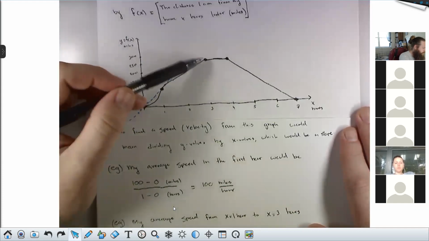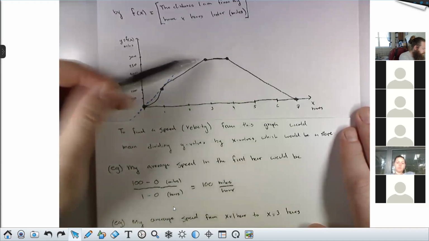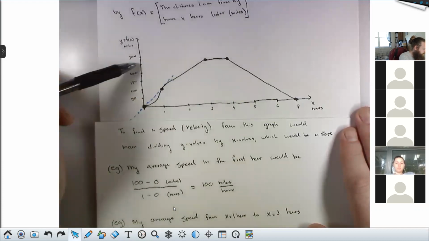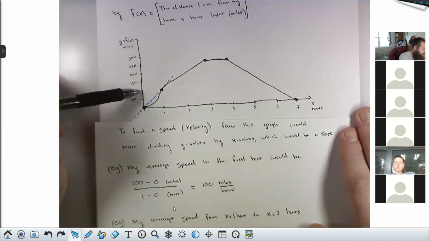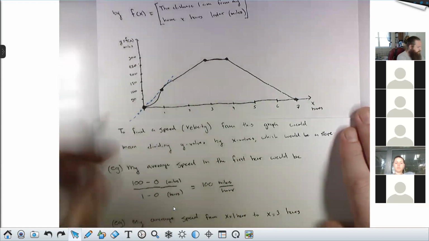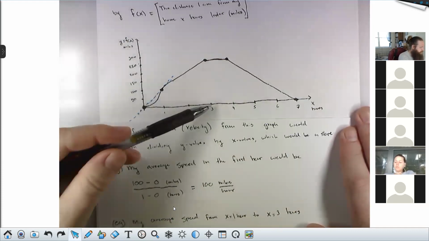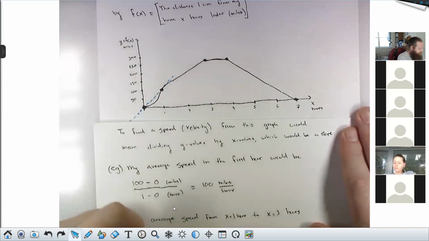I would want to take the distance that I covered from hour 1 to hour 3. Since at hour 3, I'm 250 miles from home, and at hour 1, I'm 100 miles from home, that rise would be 250 minus 100. And that run would be 3 minus 1. And again, the top is in miles, the bottom is in hours.